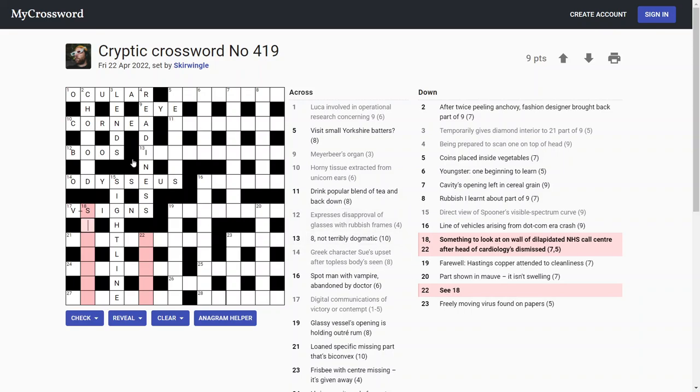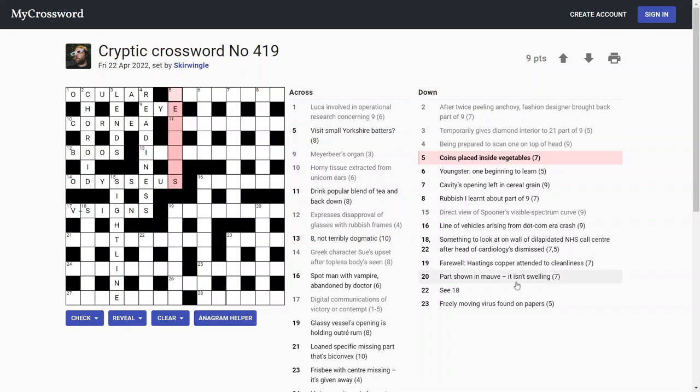Let's get some letters for that. So our Dior, choroid. Sounds plausible, doesn't it? If I can spell. Choroid, some part of the eye must be the choroid. Very nice, and it was Dior, our designer, going upwards there. Christian Dior. 8, not terribly dogmatic. We haven't got 8 yet.